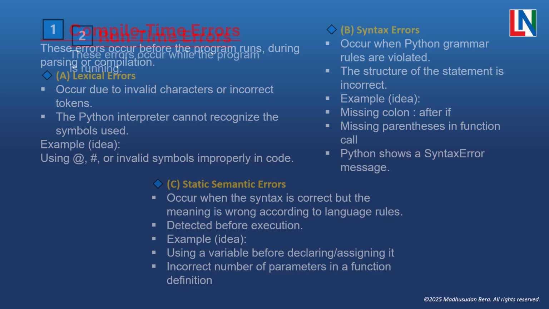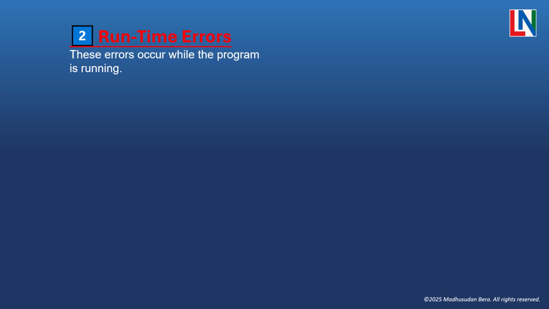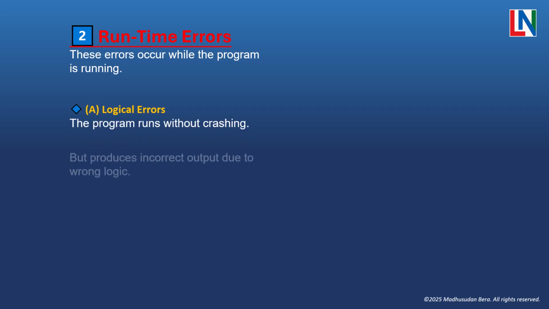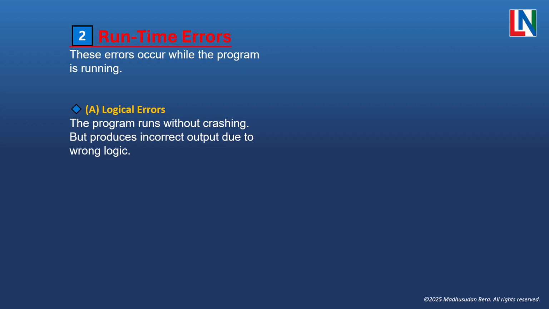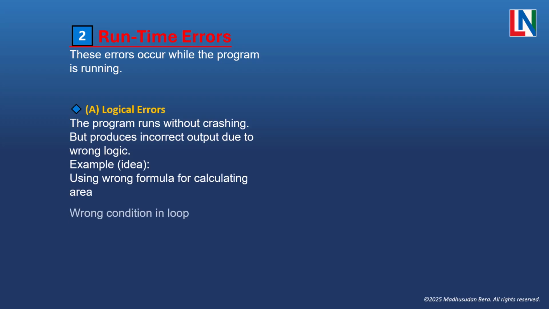Next one is number 2, runtime errors. These errors occur while the program is running. Some kinds are logical errors. The program runs without crashing but produces incorrect output due to wrong logic. For example, using a wrong formula for calculating area, wrong condition in loop.